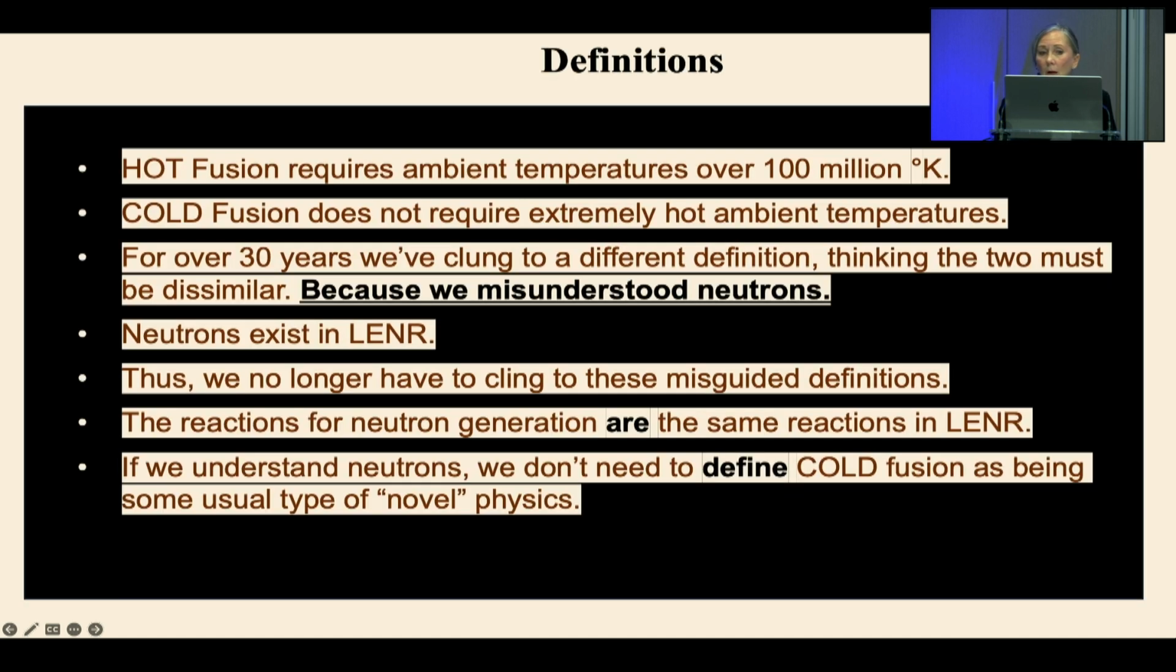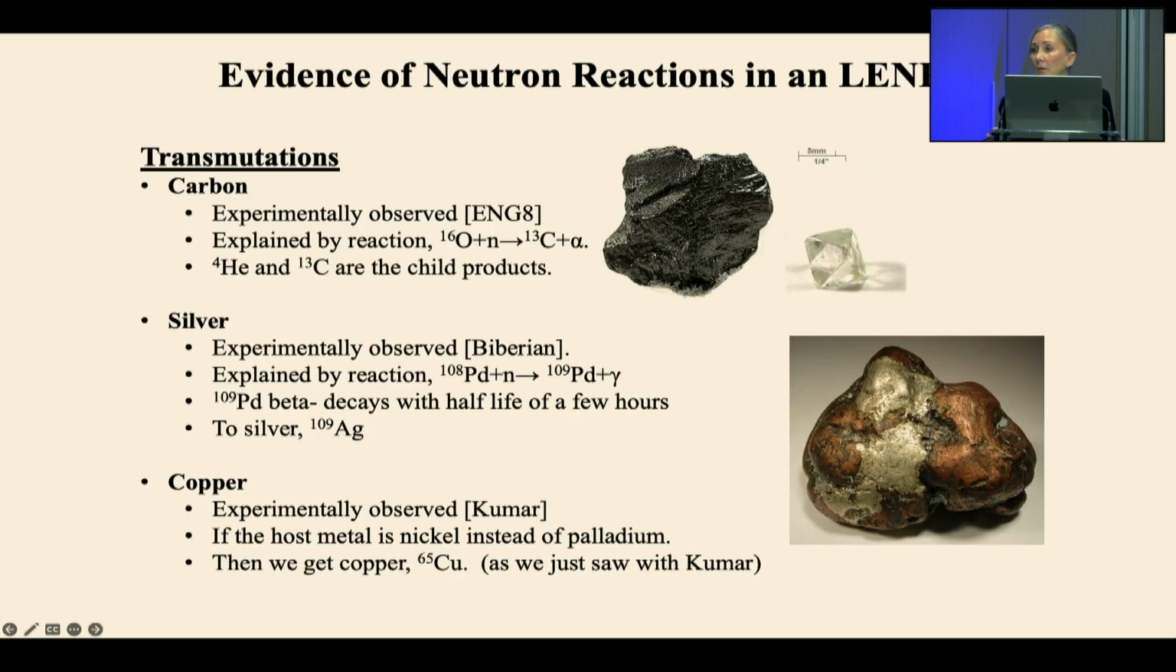Hot fusion requires 100 million degrees K. Cold fusion does not. For over 30 years, we've been saying that there must be two different things because we misunderstood neutrons, but neutrons exist in LENR. So the reactions for neutron generation are the same as in LENR. We don't need some kind of new novel physics.